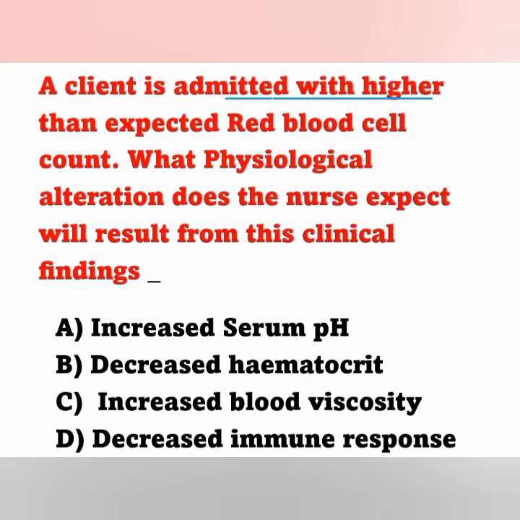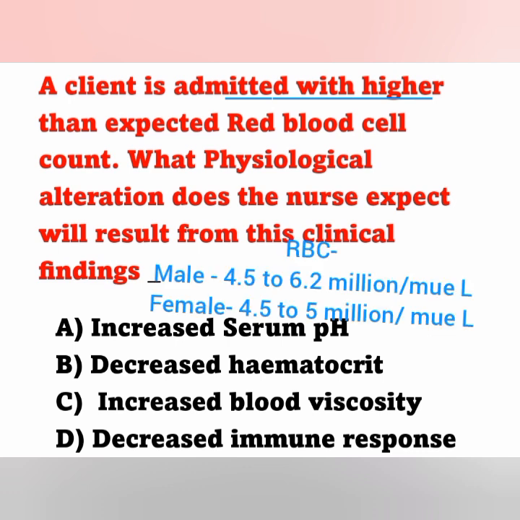A client is admitted with higher than expected red blood cells, that is RBC. What physiological alteration does the nurse expect will result from these clinical findings? Options: option A increase serum pH, option B decrease hematocrit, option C increase blood viscosity, option D decrease immune response. Here the question is, a patient is admitted in a hospital with higher RBC count than normal. What physiological alteration can occur for the patient?